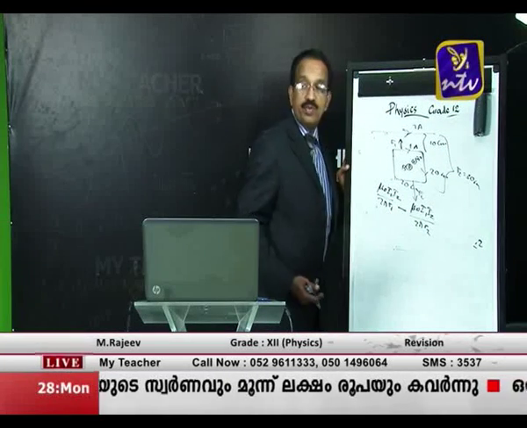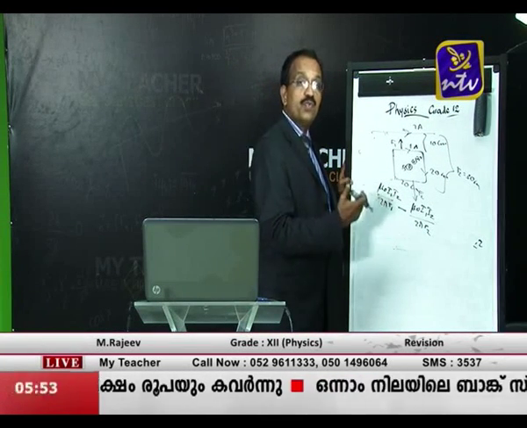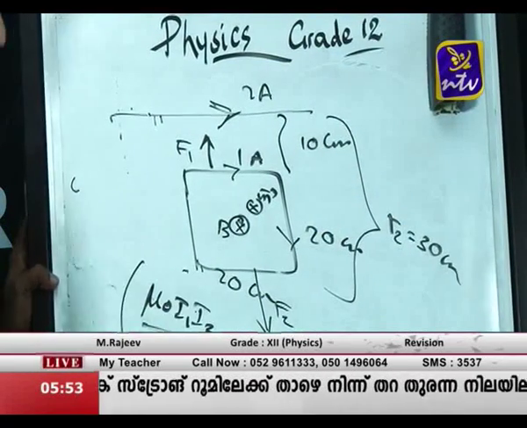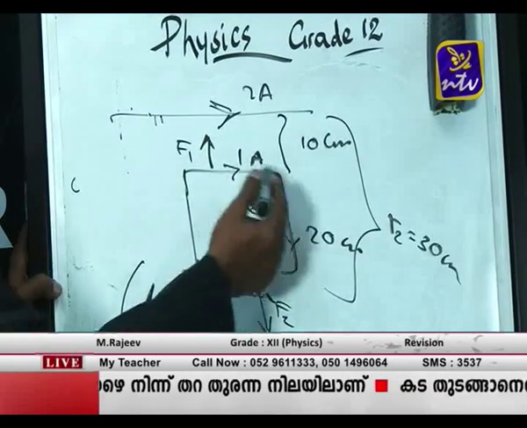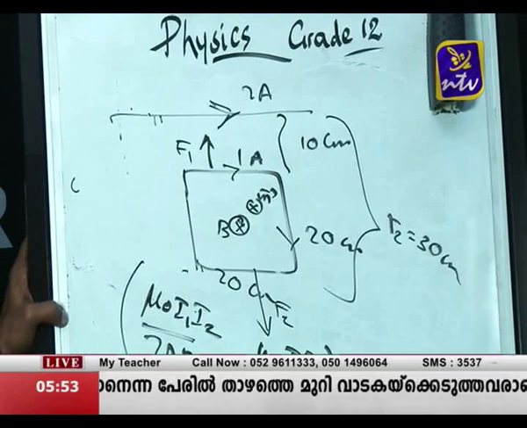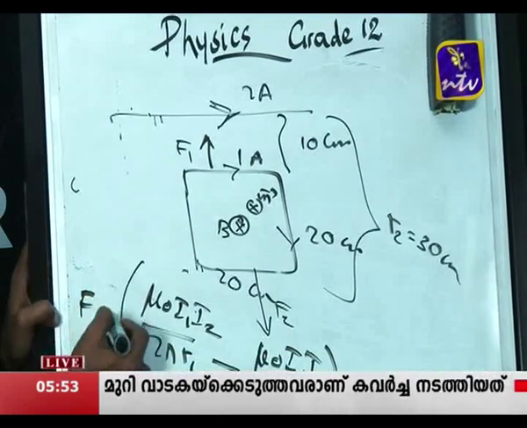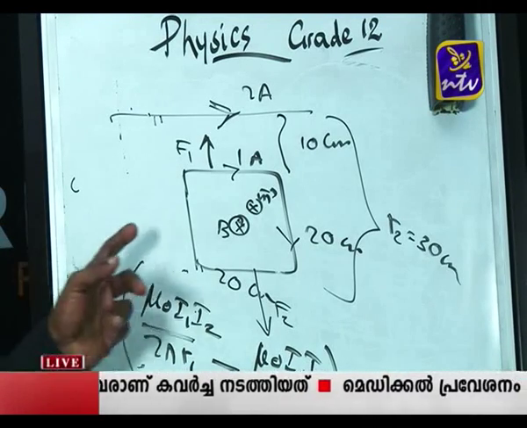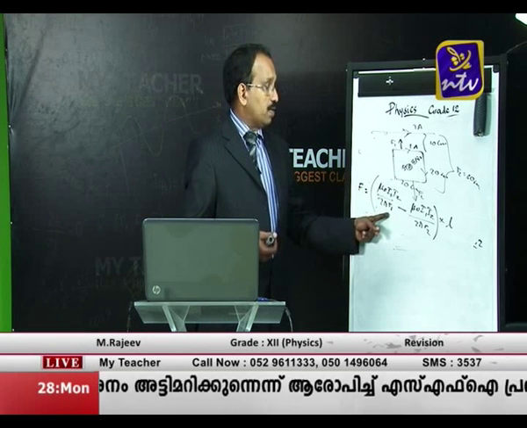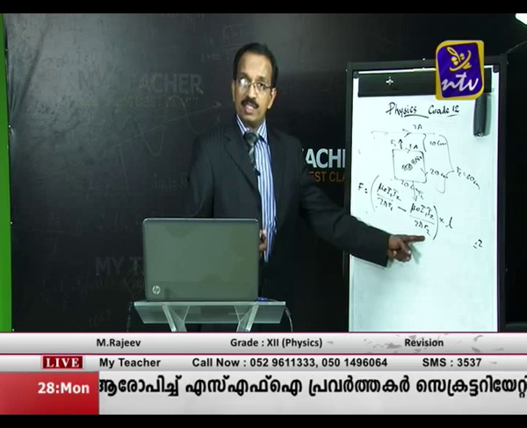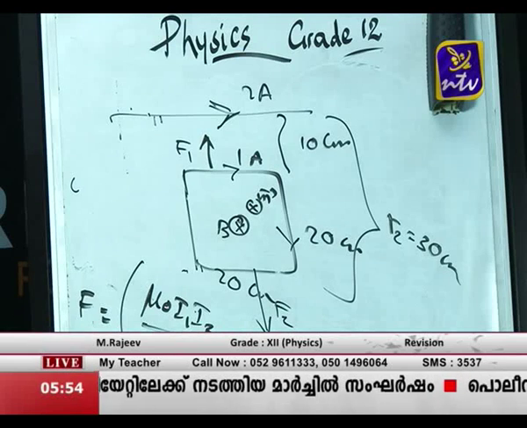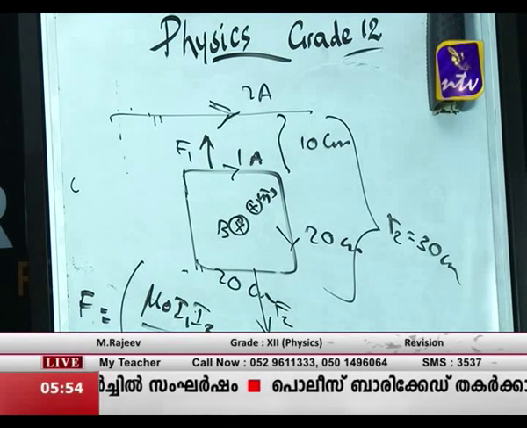So find the difference between the two. This difference is the force per unit length between the two wires. If it is per unit length, then what should you do to find the total? Multiply by the length of the wire. Length of the wire is 20 centimeters, again convert it into meter. So this is the expression for force. The net force on the loop is calculated this way. R1 is 10 centimeter, R2 is 30 centimeters, I1 and I2 are given, and the force per unit length multiplied by the length, which is 20 centimeter, will give you the total net force.